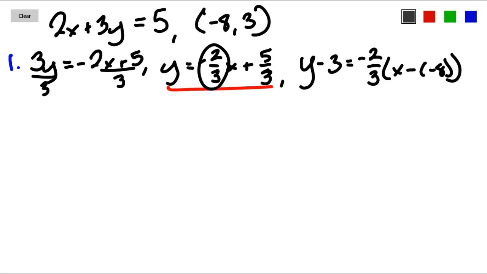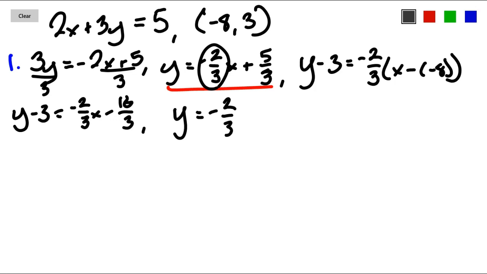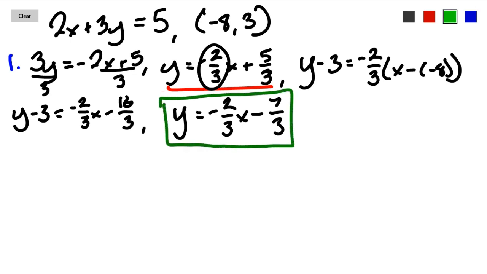So whenever I distribute, I've got y minus 3 is equal to negative 2/3 x plus, well, I got a negative, cancels each other, and then this is a negative 2/3, so it's still minus 16 over 3. And then the last step is just to add 3 to both sides. So I'll have y is equal to negative 2/3 x minus 7 over 3. So this is the equation of the line that goes through this point and is parallel to our original line. So notice how the slopes are the same again, because that's what we do for parallel lines.